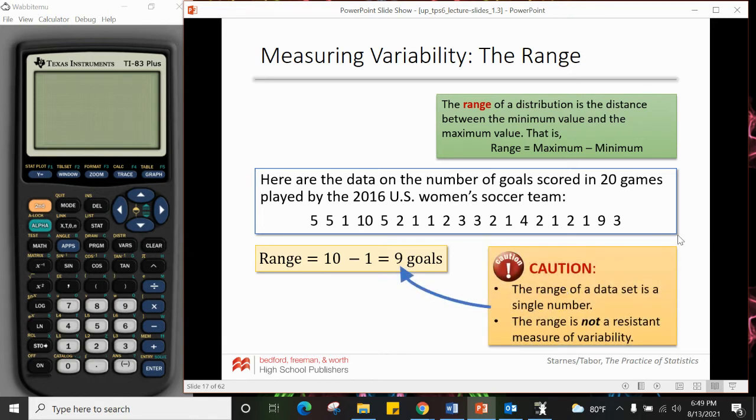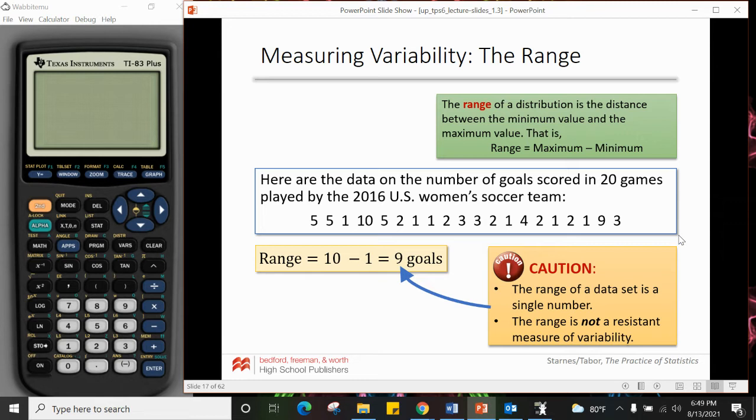Now, this caution is where so many people make this mistake, and I will tell you this up until the AP test. The range of a data set is a number. You do not say the range of the data set is 10 to 1 or 1 to 10. That is not what range is. Range is a singular number, and it tells you how spread out the data is. It is the distance from max to min. So the range is 9 goals. It is never an interval. It is a singular number.